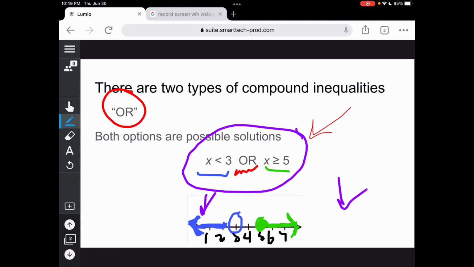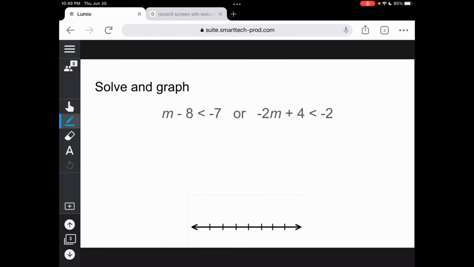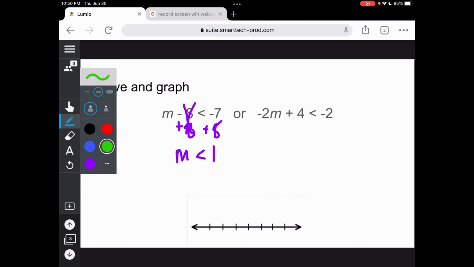Okay? So let's see what we got going on here. Solve and graph m minus 8 is less than negative 7, or negative 2m plus 4 is less than negative 2. So let's do one at a time. Let's do this left one. We get m by itself by adding 8, by adding 8. That crosses out. m is less than negative 7 plus 8, which is 1. All right, that's the one guy.